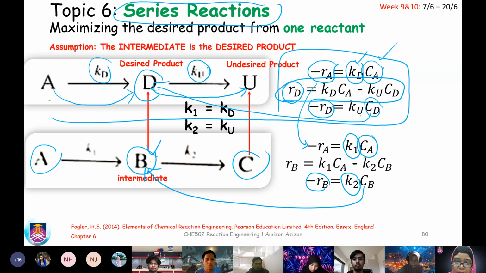maximum production of the desired product. So we write it in terms of rate of formation of D.